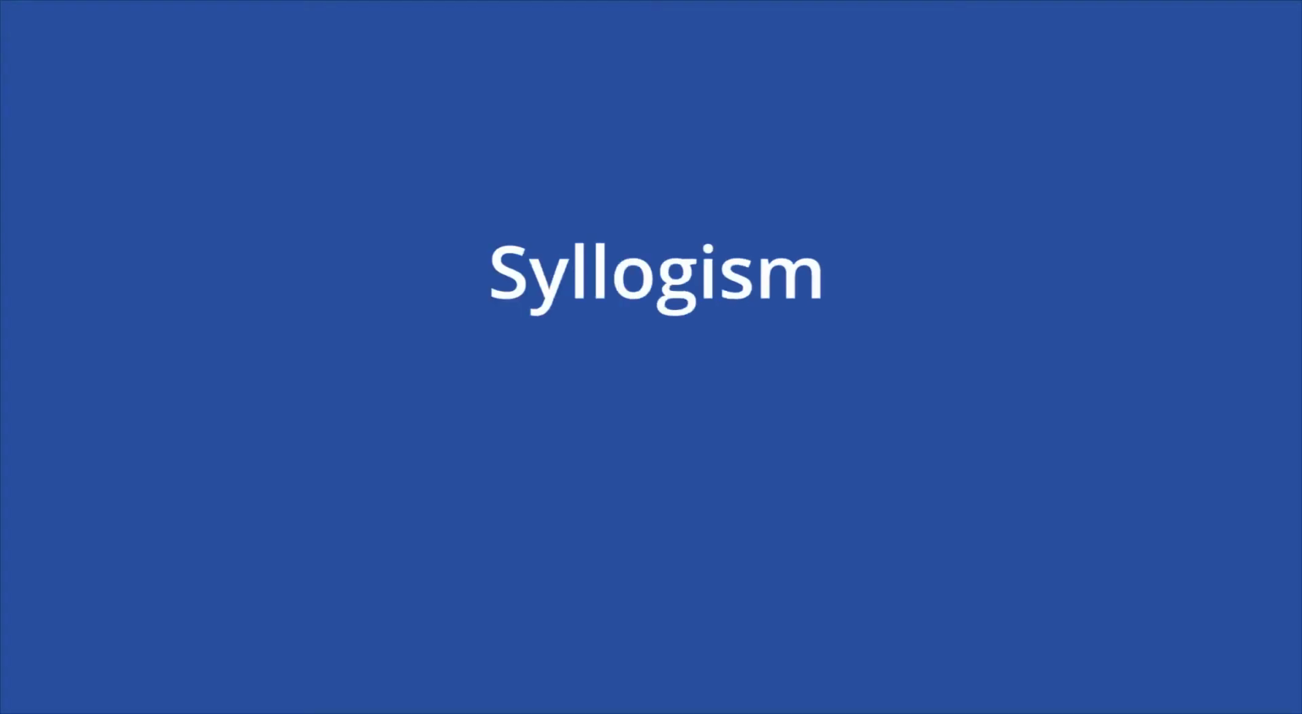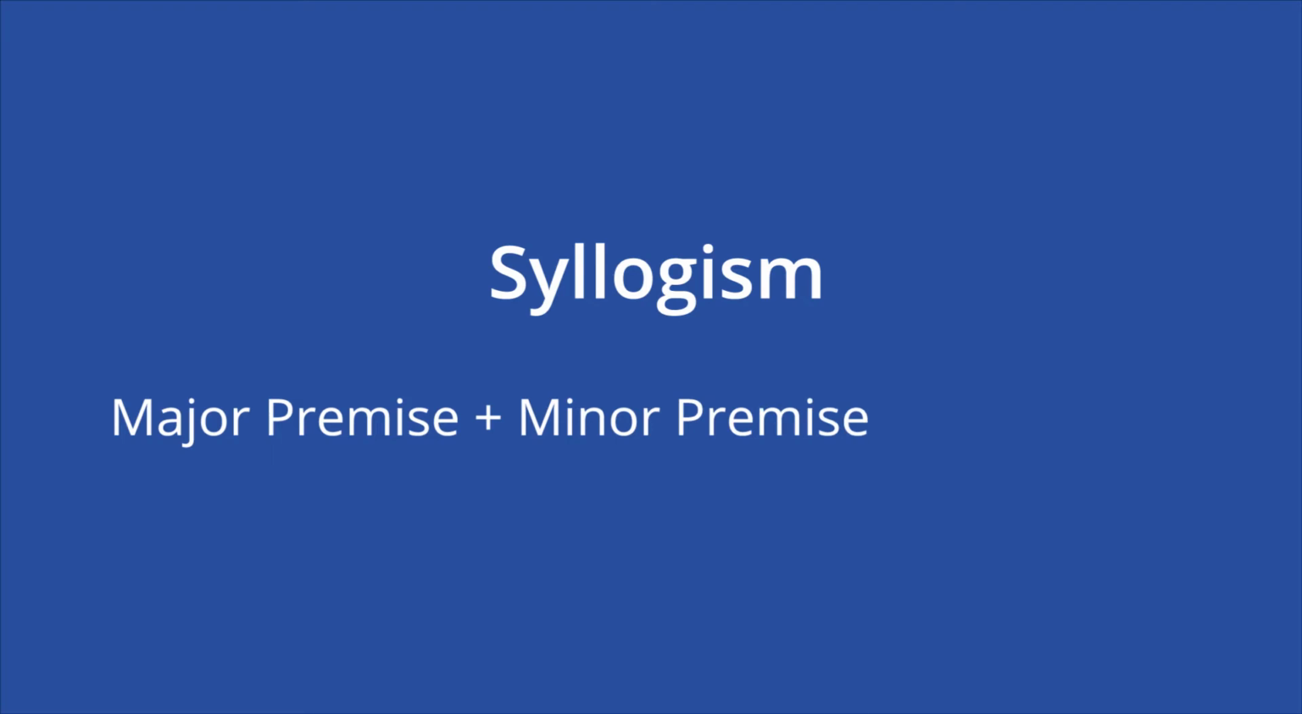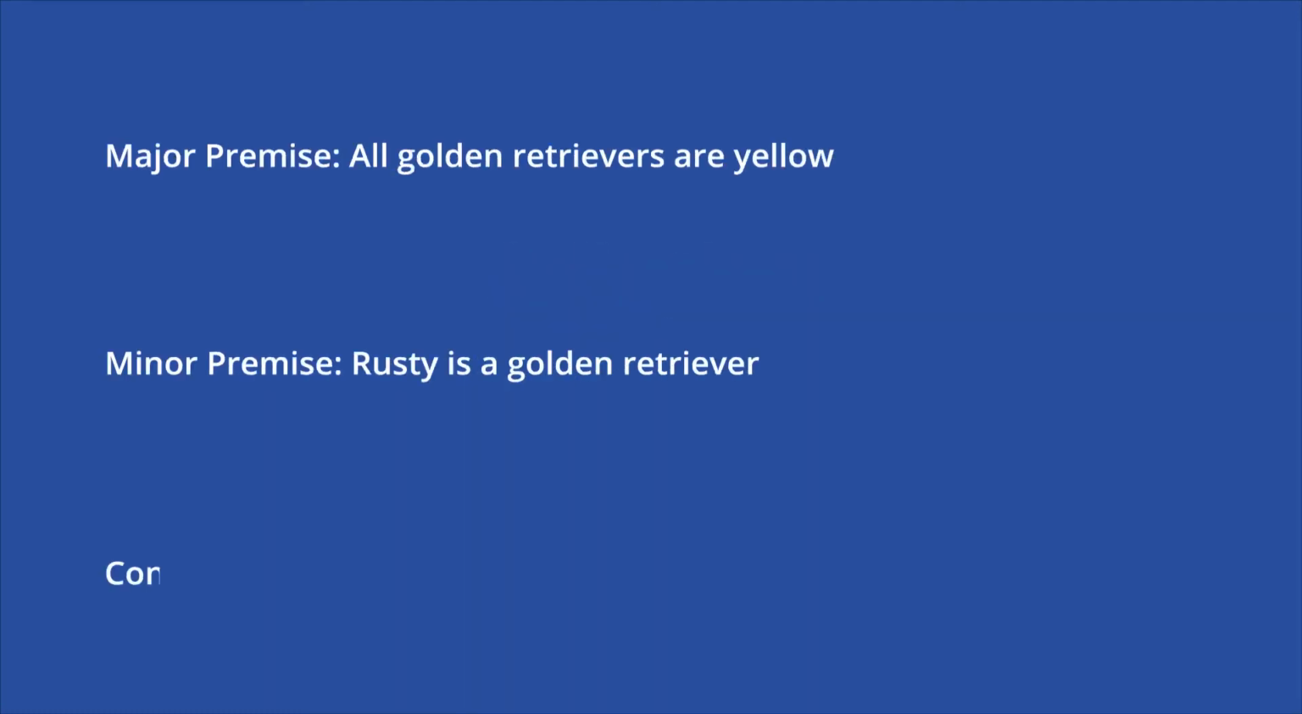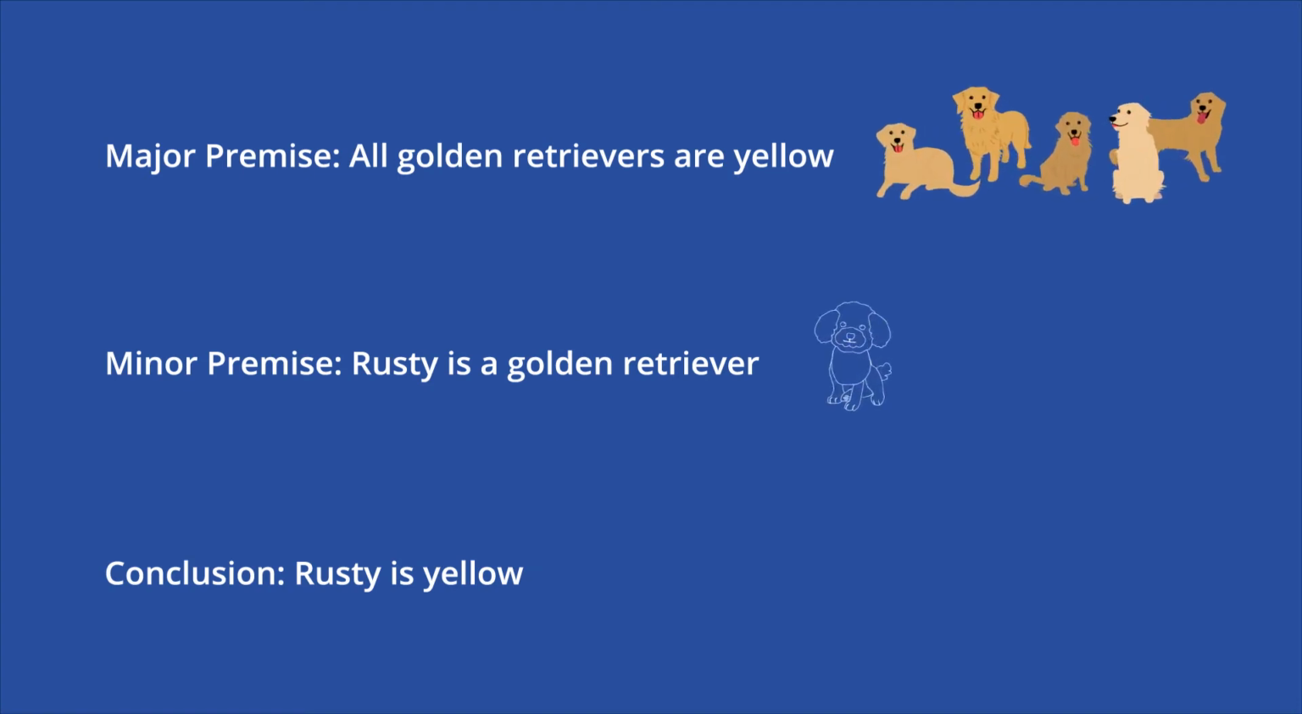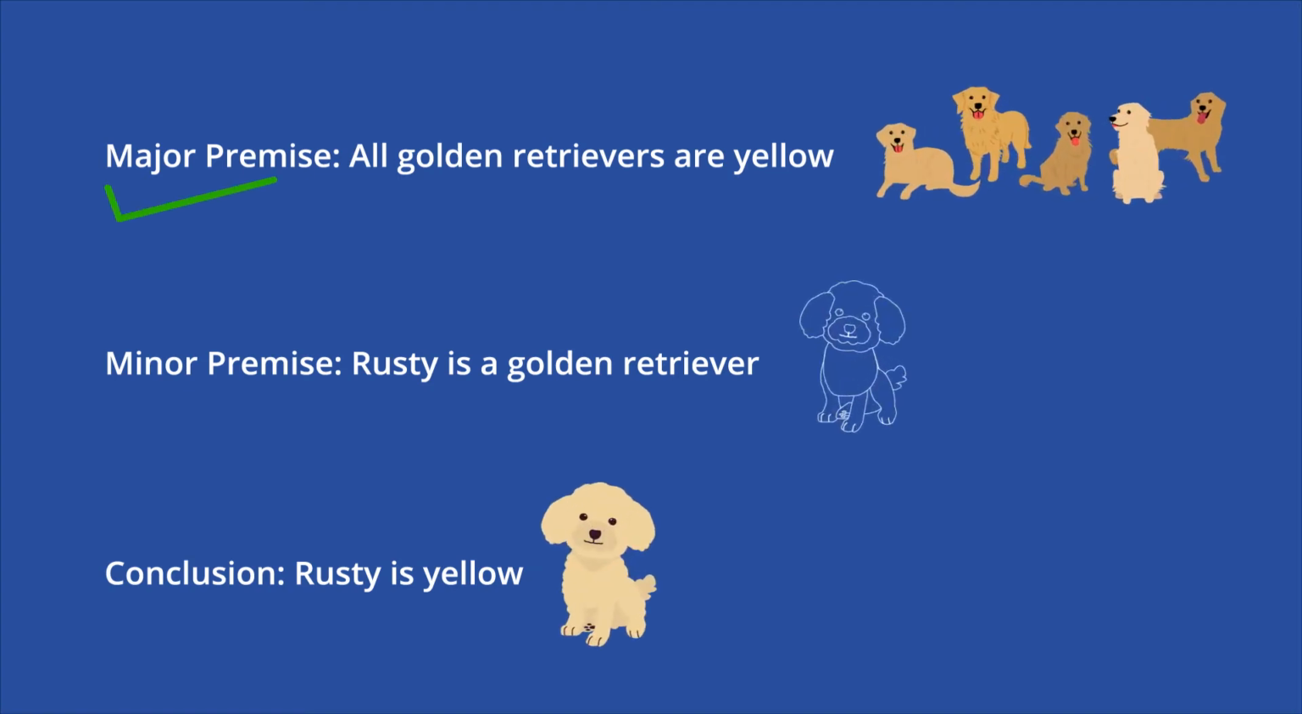Syllogisms are a form of deductive reasoning that typically starts with a major premise about a general topic. Next, it adds a minor premise about a particular thing. These two premises work to conclude a property of the particular thing. An argument is valid when the conclusion must be true if both the premises are true. Since all golden retrievers are yellow and Rusty is a golden retriever, Rusty must be yellow.